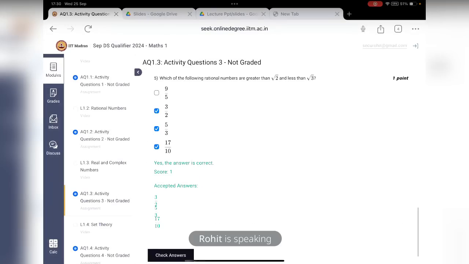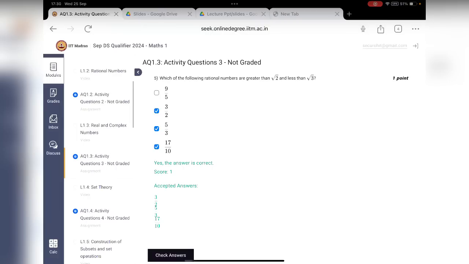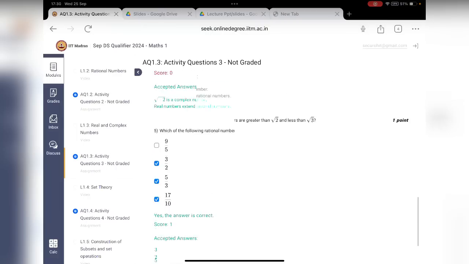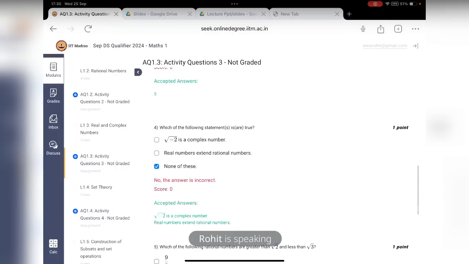Okay, sir. Can you see my screen? Yeah. Let's go to the question that we were discussing, that real numbers extend rational numbers. So now you see rational numbers plus irrational numbers is basically real numbers, right? So we are just extending. When rational numbers get extended, they become real numbers. This statement is also fine.